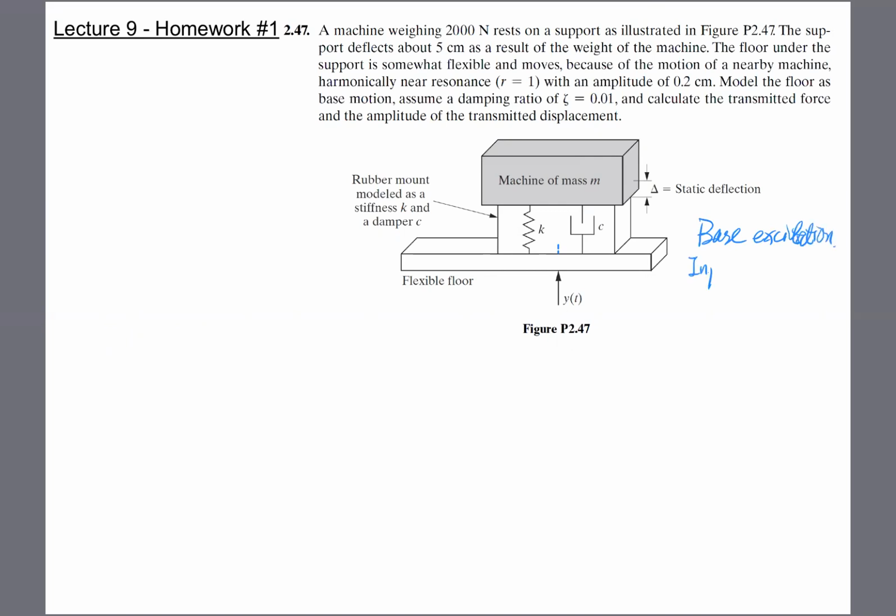So that means your input, in this case, is y(t). Once you have this basic idea that it's base excitation, then you can directly copy and paste the transfer function, the equation of motion, from the lecture notes. That's the equation of motion, and the displacement of your machine mass is your x. And if you don't like this way, you can also write it in the standard format, converting everything to omega and zeta.